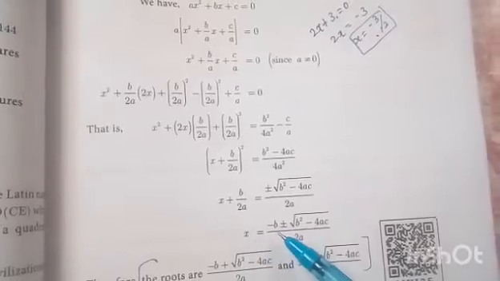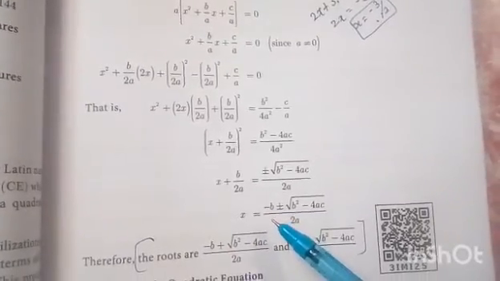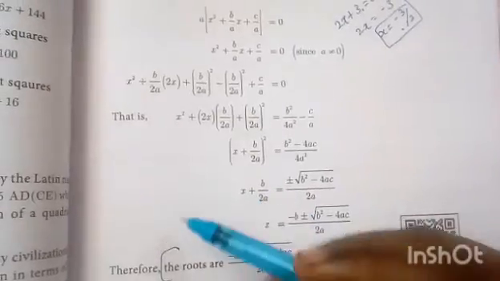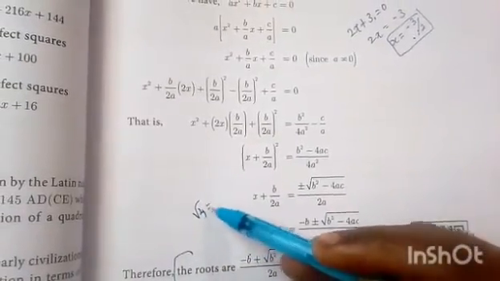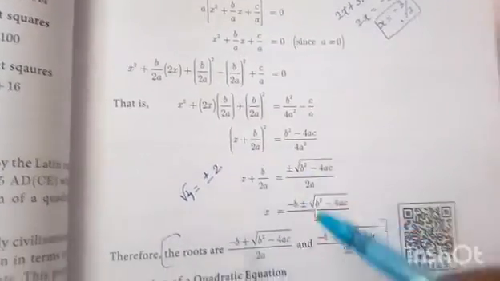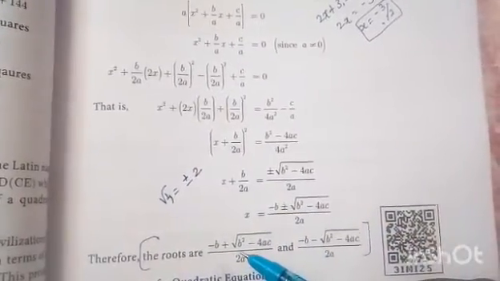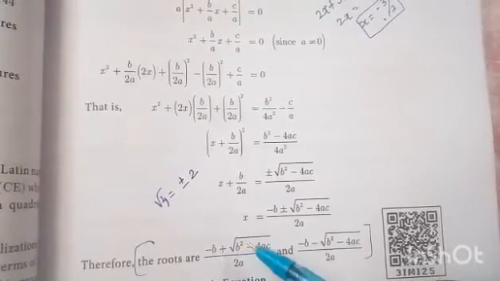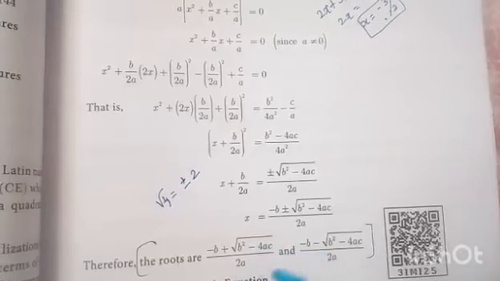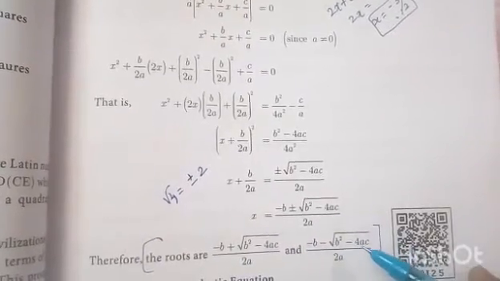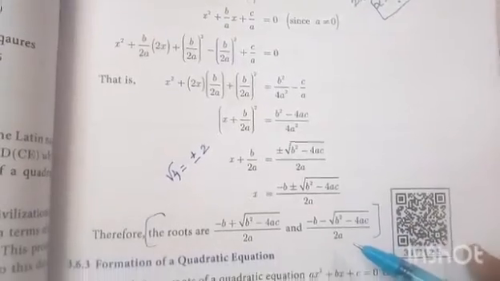The quadratic equation has 2 roots. For any square number we get 2 roots, one positive root and another negative root. For example, suppose we have the square root of 4, the roots are plus or minus 2. One is a positive root, another is a negative root. So for this general form of quadratic equation we get 2 roots: minus b plus square root of b square minus 4ac by 2a, and minus b minus square root of b square minus 4ac by 2a.